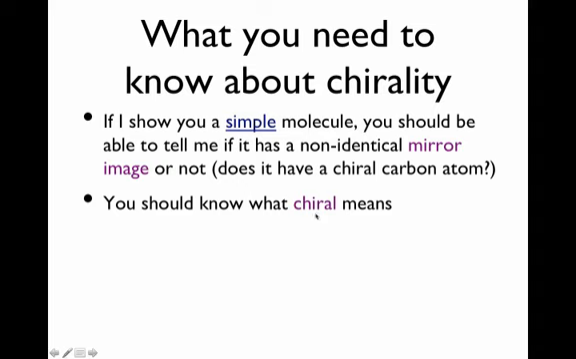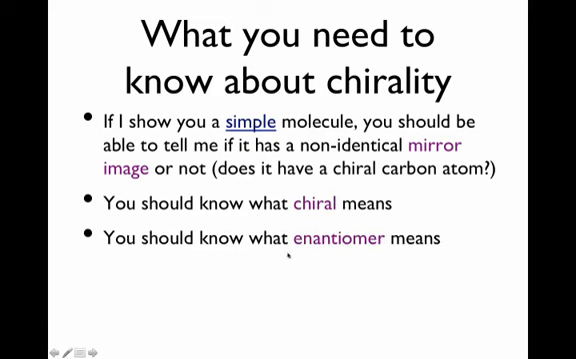Second thing, you should just have a general sense of what chiral means. Chiral means that the molecule or object, it could be a glove as far as you're concerned, has either a left-handed or right-handed feature. You should know what enantiomer means. Enantiomer is probably a little bit more sophisticated, but as far as we're concerned, what it means is a non-identical mirror image of another molecule.